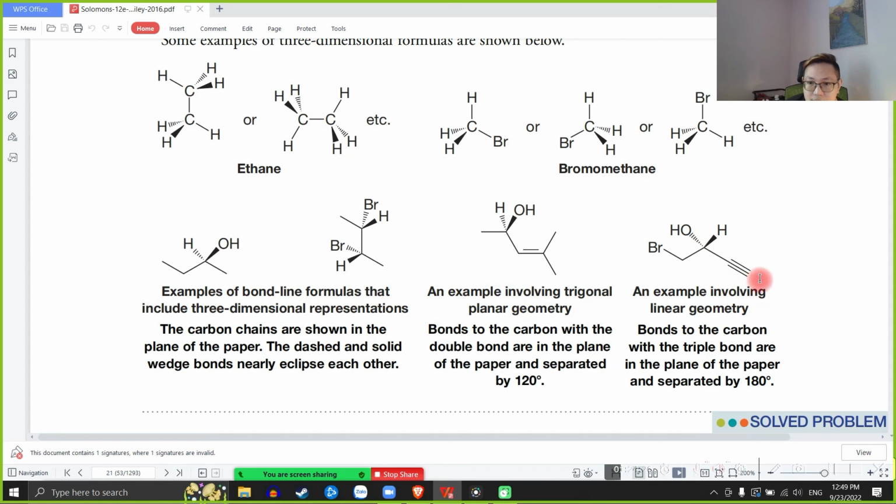Linear geometry. This one is 120 because it's from a trigonal planar here. This is linear, a line. This is, what's it called? Tetrahedral.